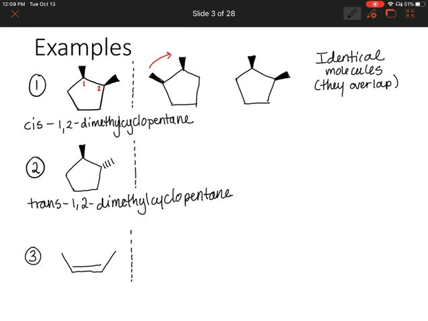So the other term there is they are superimposable. So does this mean that they are chiral or achiral? So they are not chiral, so they are achiral. All right, what about molecule 2? So let's draw the mirror image.